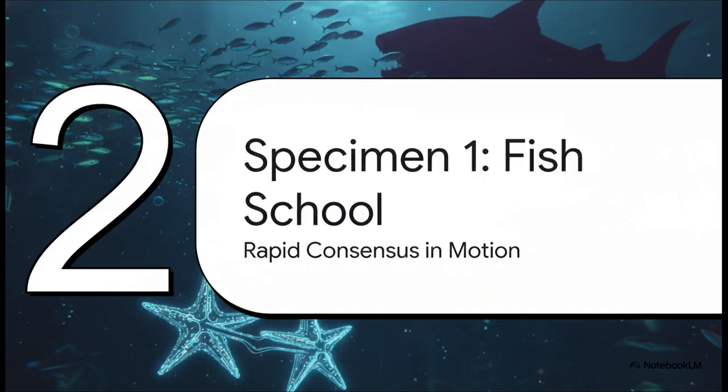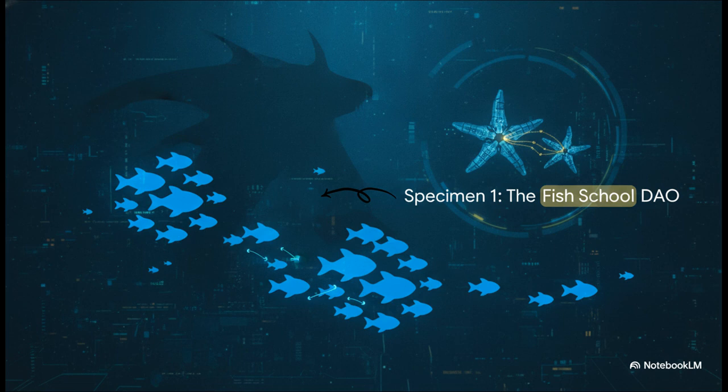Moving on to Specimen 1. The Fish School, we're looking at rapid consensus in motion. Check out the bioluminescent scattering of this model. The Fish School DAO operates entirely without central leadership. There's no alpha fish barking orders here. Instead, its secret to cohesion is that each individual only really needs to coordinate with its immediate nearby neighbors. They rely entirely on local sensing, things like visual context and sudden shifts in water pressure to adapt.